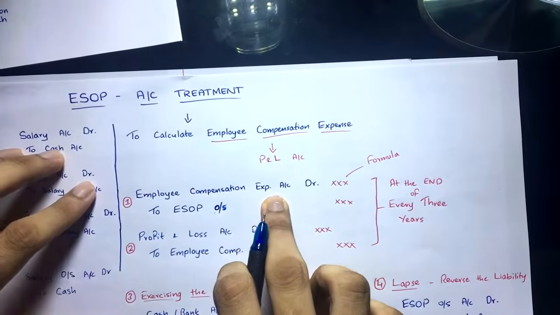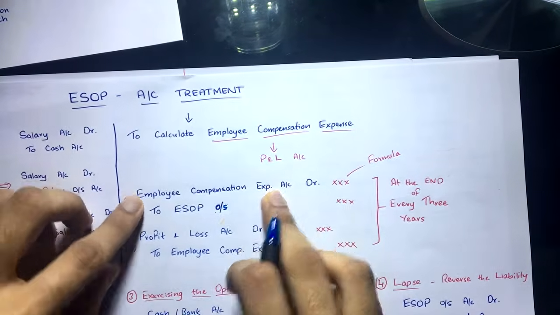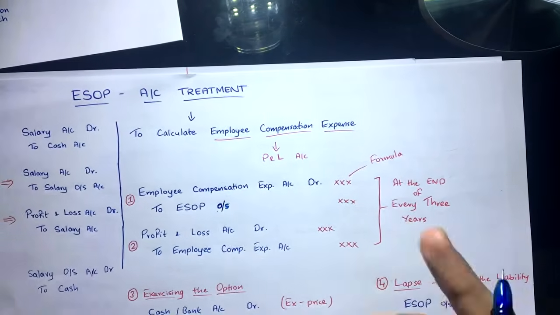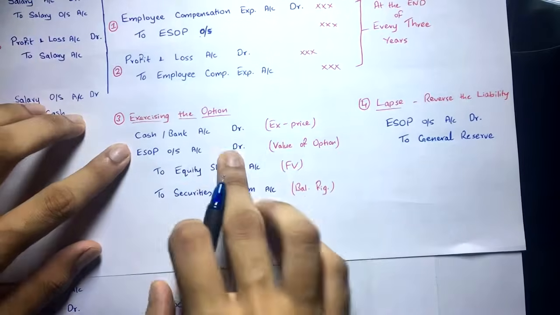एम्प्लॉय कंपनसेशन एक्सपेंस, एक्सपेंस किस पे था? ये कैसा एक्सपेंस था? वैल्यू ऑफ ऑप्शन, डिस्काउंट का एक्सपेंस. वो ट्रांसफर होके कहाँ गया था? ESOP आउटस्टैंडिंग में. तो ESOP आउटस्टैंडिंग किस पे खेल रहा है? वैल्यू ऑफ ऑप्शन पे. तो इधर भी जब तुम डेबिट करोगे लाइबिलिटी, इधर क्या कर रहे हो तुम? लाइबिलिटी को एक्सटिंग्विश कर रहे हो.